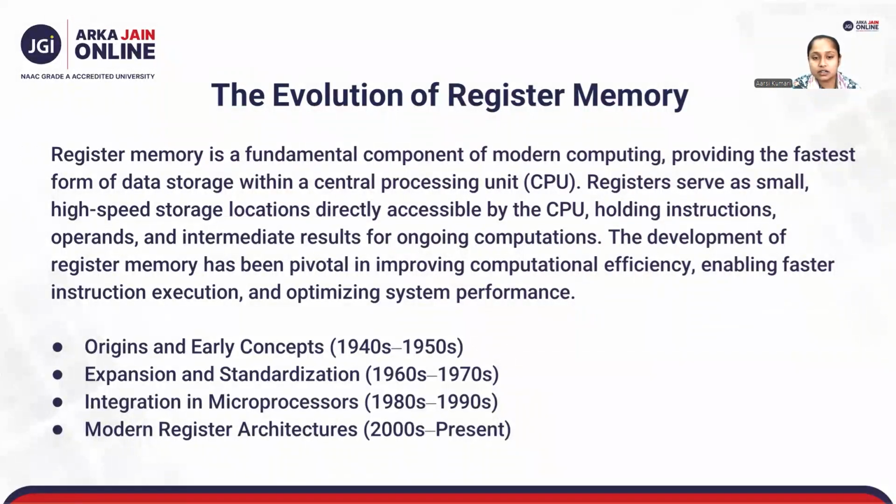Modern register architecture, 2000s till present. In the 21st century, register memory has evolved to accommodate increasing computational demands. Key modern advancements include 64-bit registers. The shift from 32-bit to 64-bit architecture, for example AMD64 and Intel x86-64, expanded register width, enabling more efficient processing of large data sets.